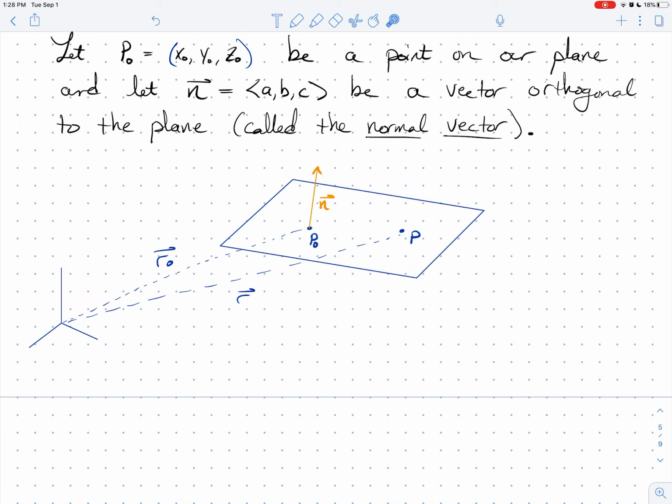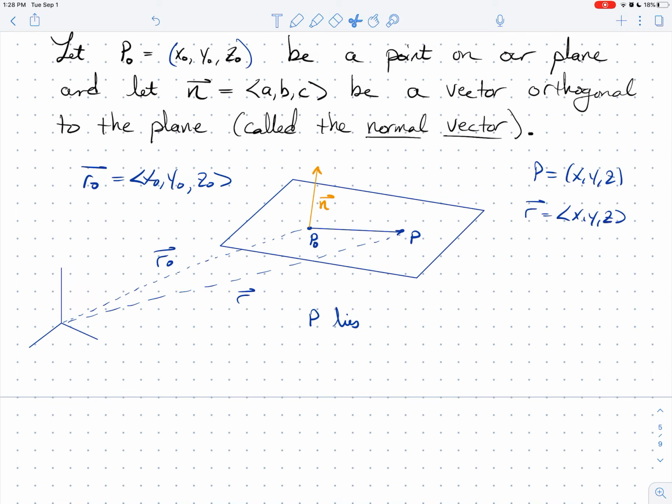So that's the situation. Let's fill in this vector, and we can do that. There we go. And so we can write down P, the point P. By the way, P is, for me, just some arbitrary x, y, z. And then R is just the vector form of x, y, z. And just to be crystal clear, R naught is the vector form of the point P naught, so x naught, y naught, and z naught. Okay, so that's the situation.